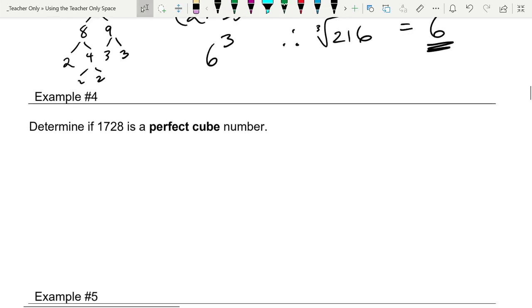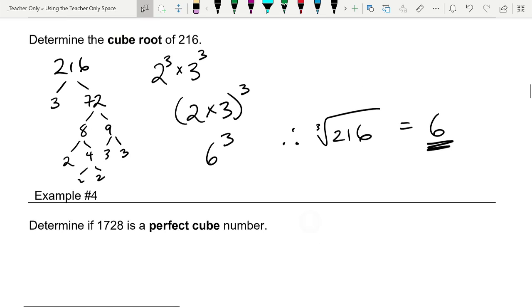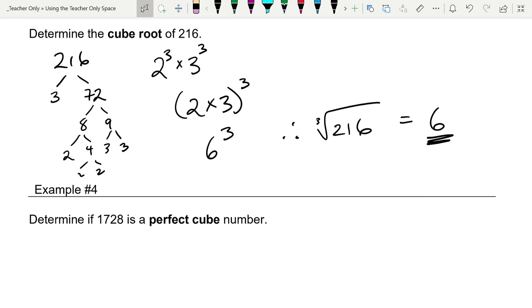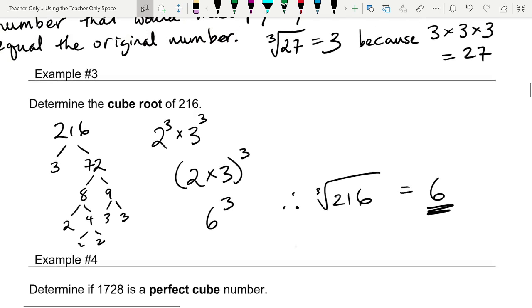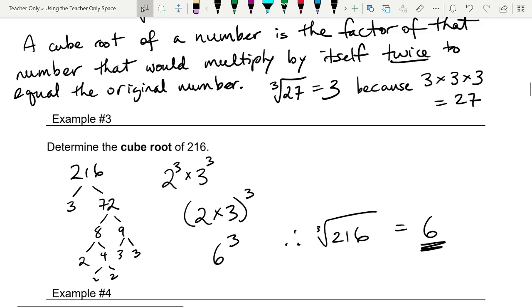Here's a slightly different question. Determine if 7. Am I going too fast? Let me move back down. Let me know if I'm going too fast. Okay. Yep. Scroll up a bit. Back to the words. There we go. Here, I'll put them both on the screen at the same time.